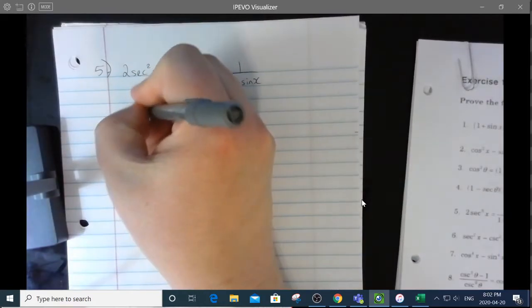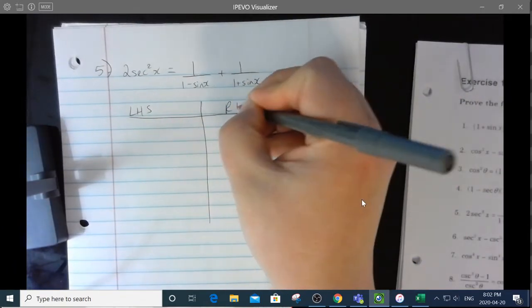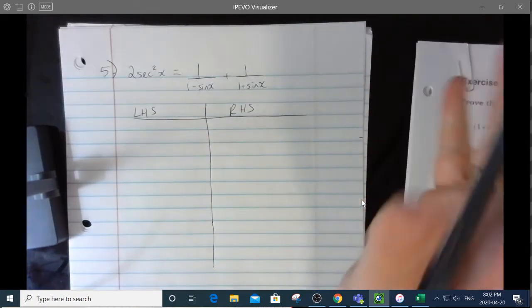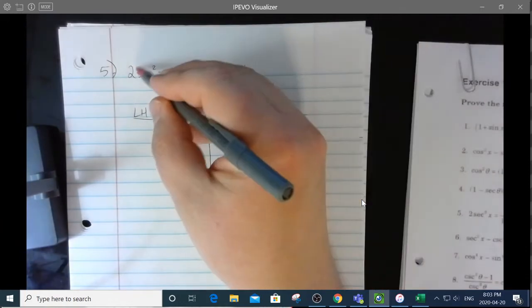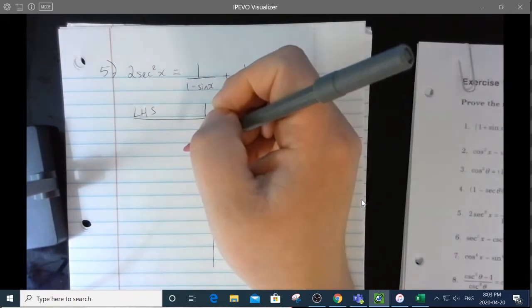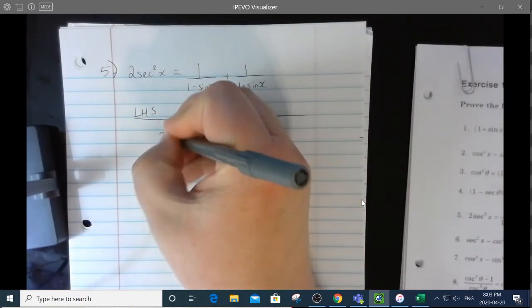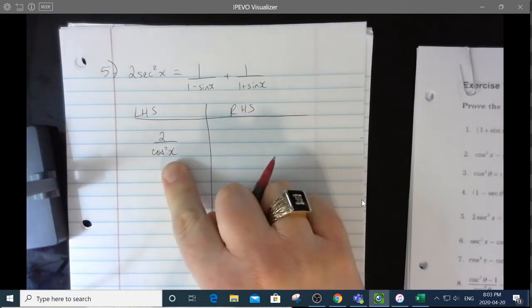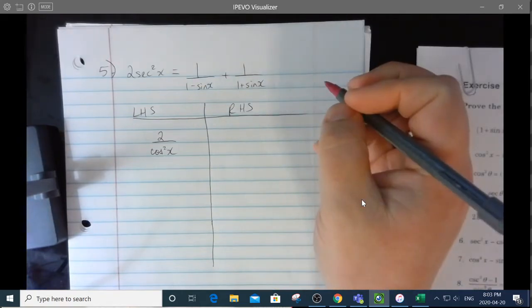All right, well, left-hand side and right-hand side. Now, you're not really supposed to do these by working both sides at the same time, but it's not a bad idea to just remind yourself what this is in terms of sine and cosine. Remember, secant is 1 over cosine. So really, this is 2 over cos squared x. So that's what I'm aiming for. With this side, I'm going to manipulate it until I get what I want.